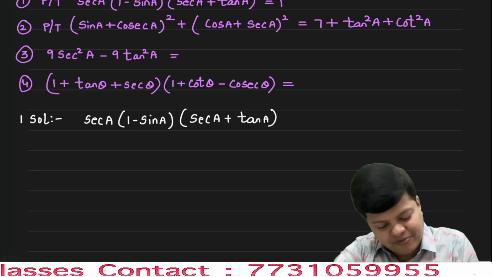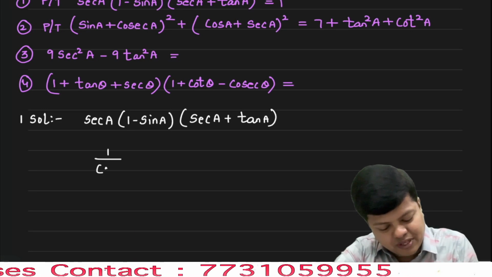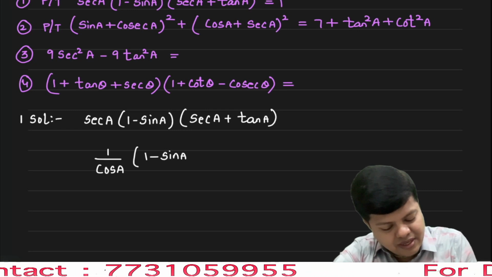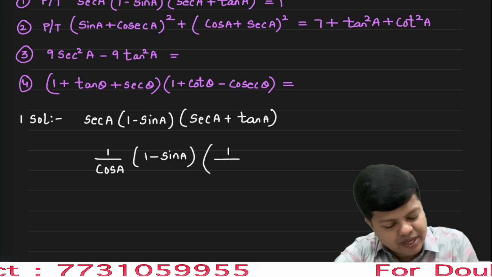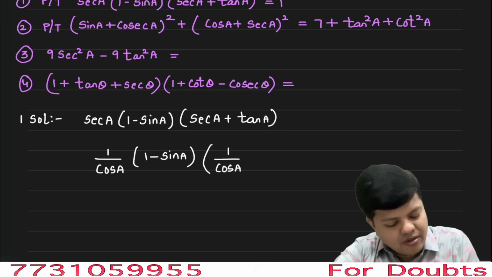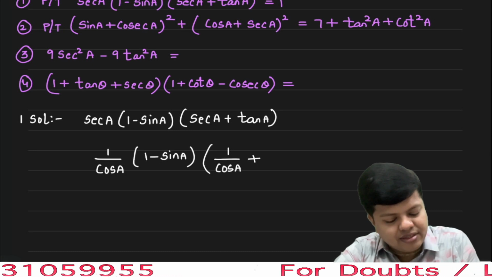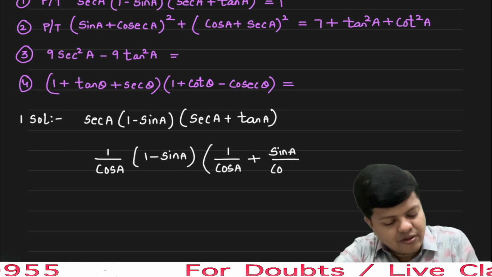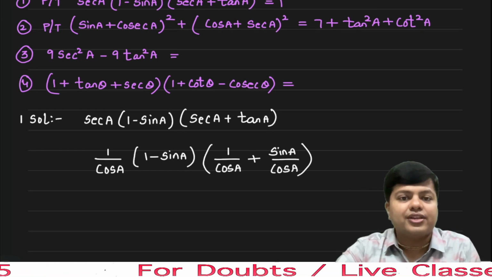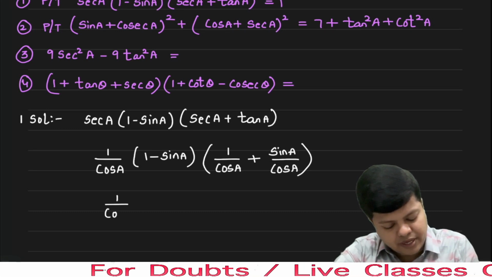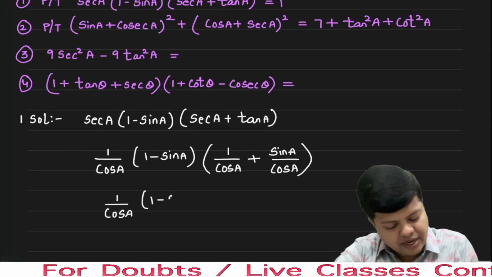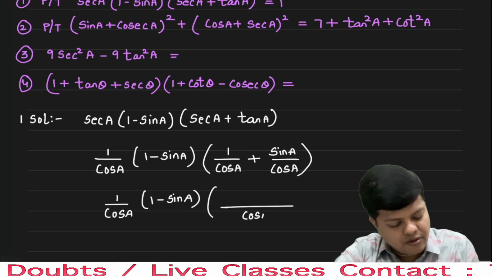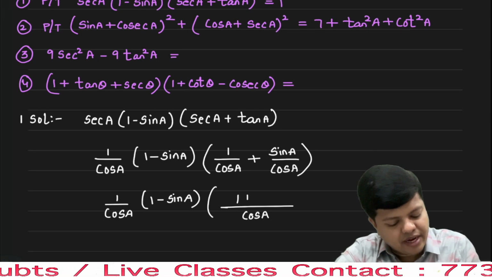So how to start? Secant A we can change into 1 by cos A, into 1 minus sin A. Secant A plus tan A we can write as 1 by cos A plus tan A, which we can write as sin A by cos A. Next step, 1 by cos A into 1 minus sin A. Here the denominator is the same, cos A, so in the numerator we can write 1 plus sin A.